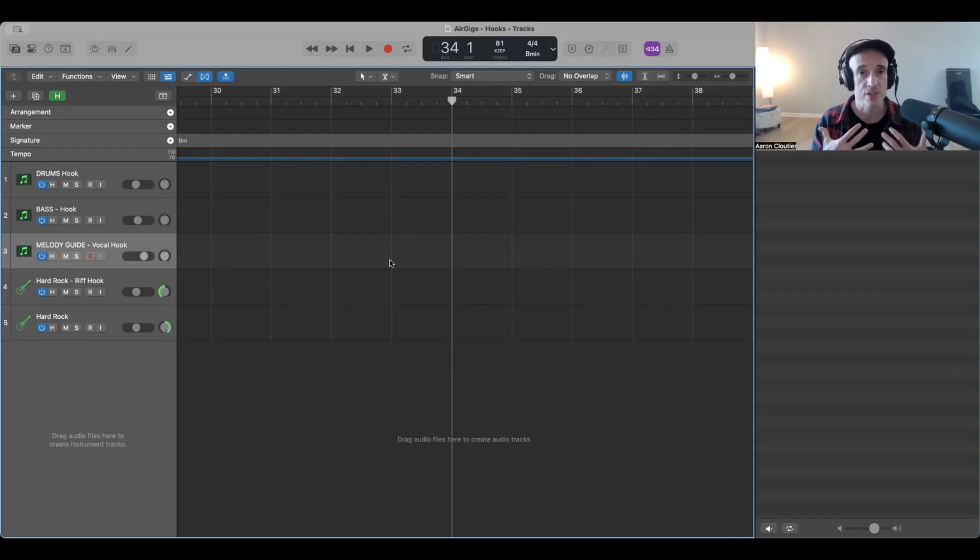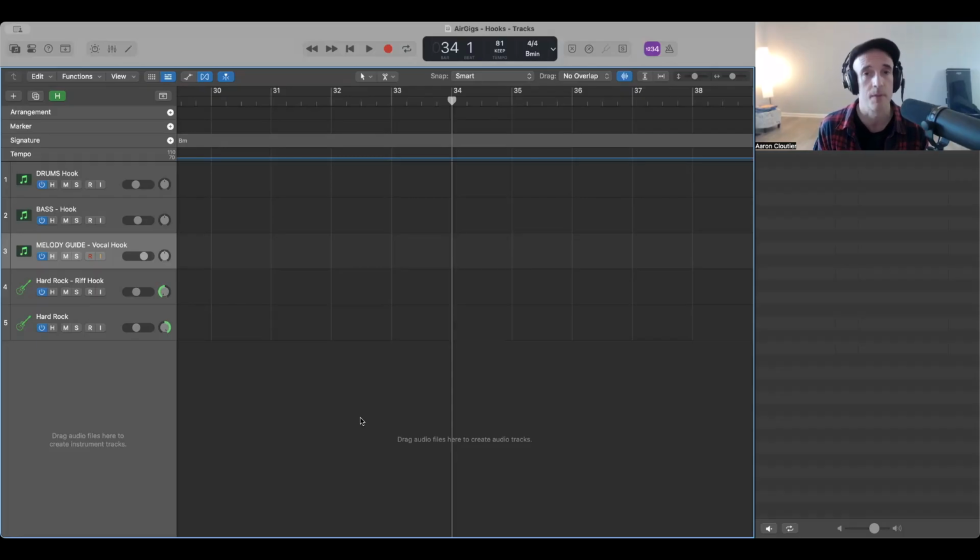Okay, so let's first define what a hook actually is. In essence, it is a very short musical idea, often just a little phrase or melodic motif designed to grab the listener's attention. These short little musical ideas are often repeated throughout the entirety of a piece of music to retain listener interest.